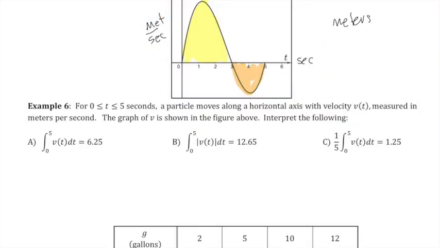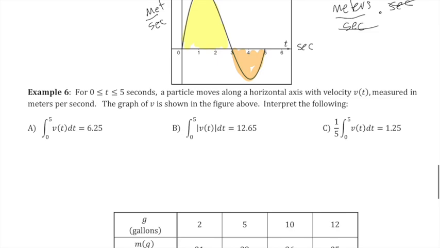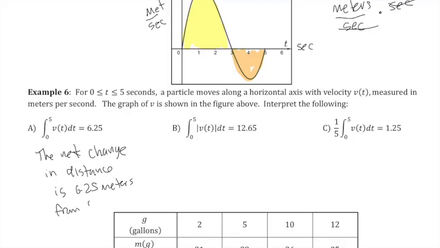So we're in meters per second for the y-axis, but you have to multiply it by the seconds. So this is going to be changes in meters. The first one is the net change in distance is 6.25 meters from t equals 0 to t equals 5. That's the correct interpretation.